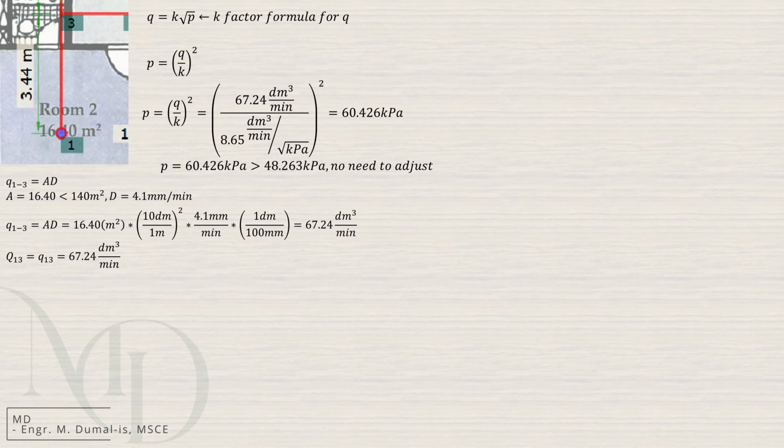After computing, we get a pressure demand of around 60 kilopascal. This value is greater than the minimum required by NFPA, which means there is no need to adjust the discharge for sprinkler number 1.